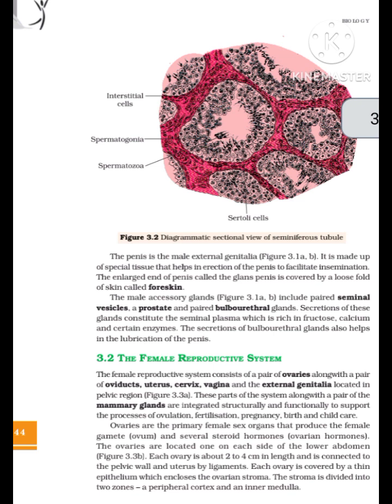Ovaries are the primary female sex organs that produce the female gamete, ovum, and several steroid hormones, ovarian hormones. The ovaries are located one on each side of the lower abdomen, figure 3.3b. Each ovary is about 2 to 4 centimeters in length and is connected to the pelvic wall and uterus by ligaments. Each ovary is covered by a thin epithelium which encloses the ovarian stroma. The stroma is divided into two zones, a peripheral cortex and an inner medulla.